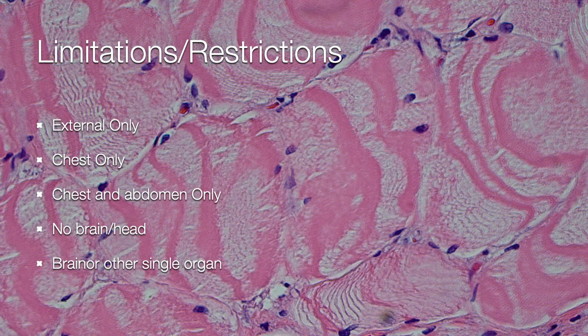So the types of restrictions are: external only, where you're only going to examine the body without cutting into the body or looking at any of the internal organs; chest only, where you're only examining the heart and lungs; chest and abdomen only, where we're going to examine both the chest cavities and the abdominal cavity; sometimes limited to no brain or no head, which would include all other organs of the body; or sometimes they are limited to only one organ to be evaluated.